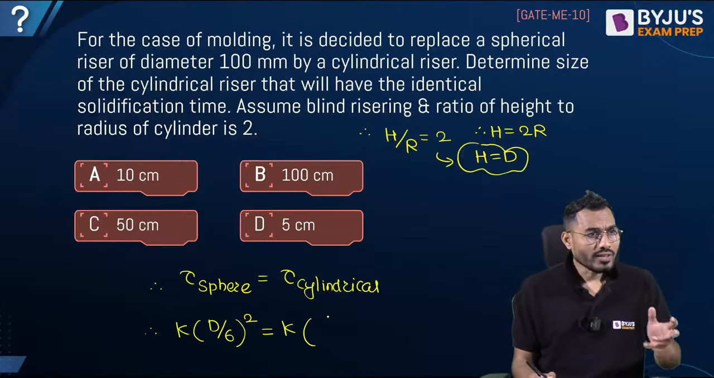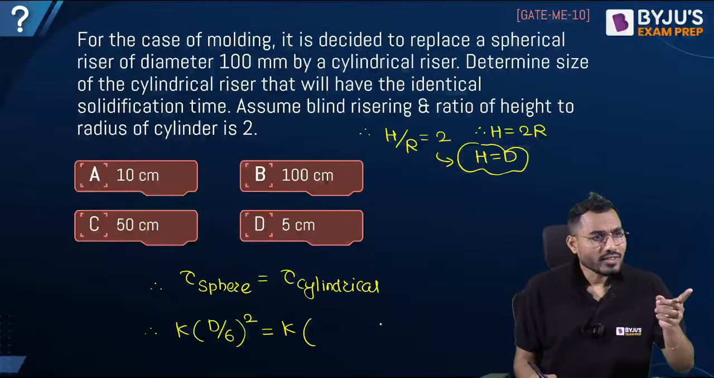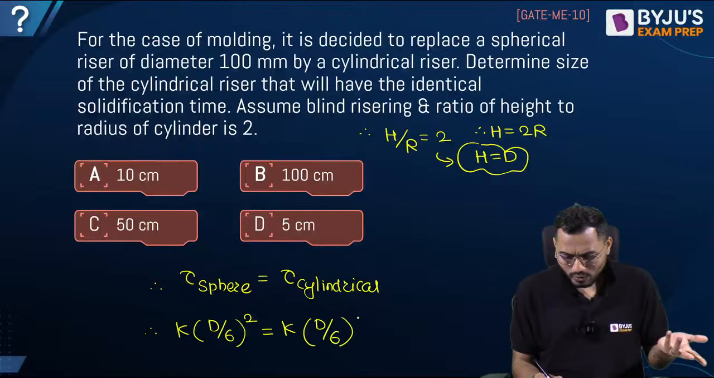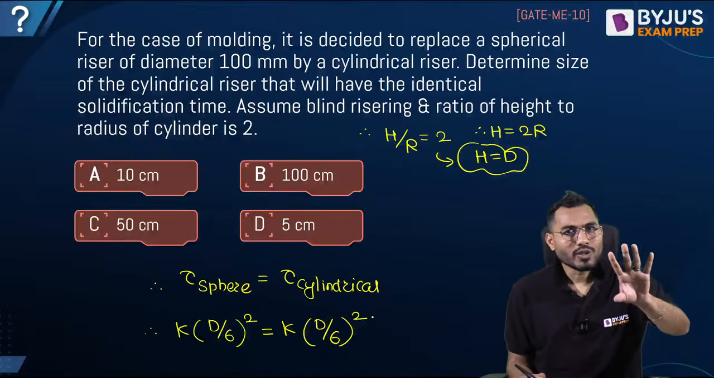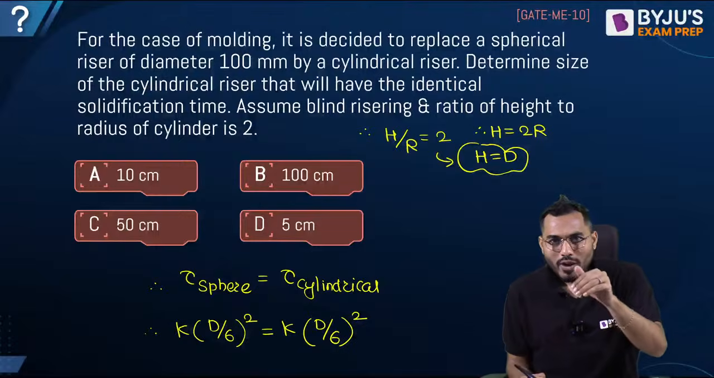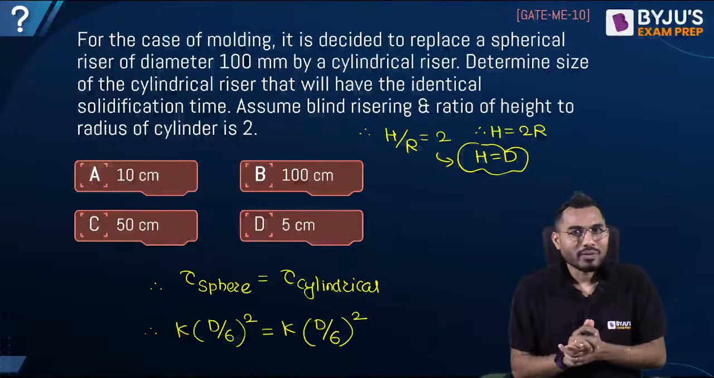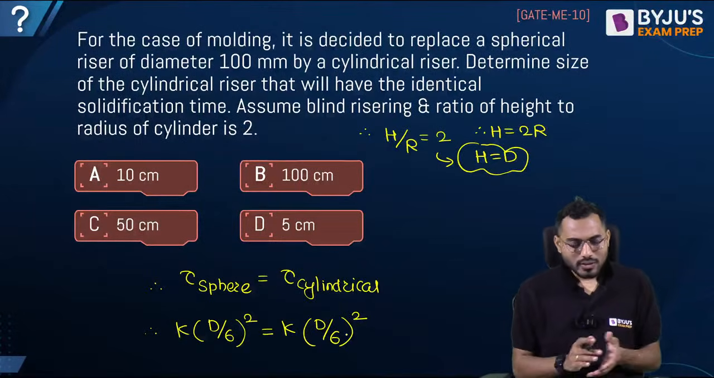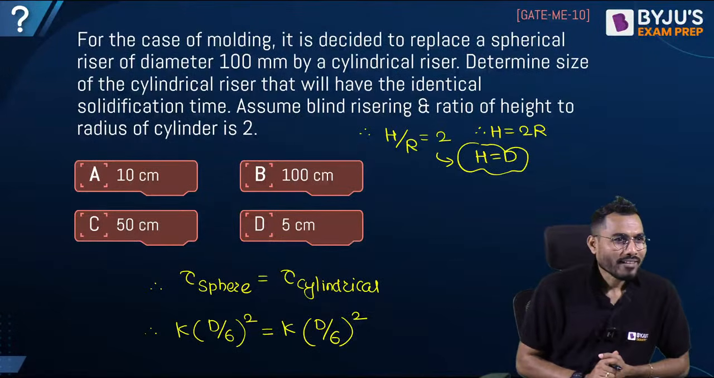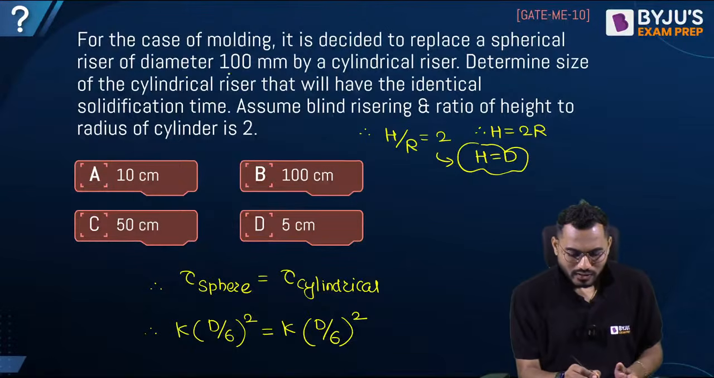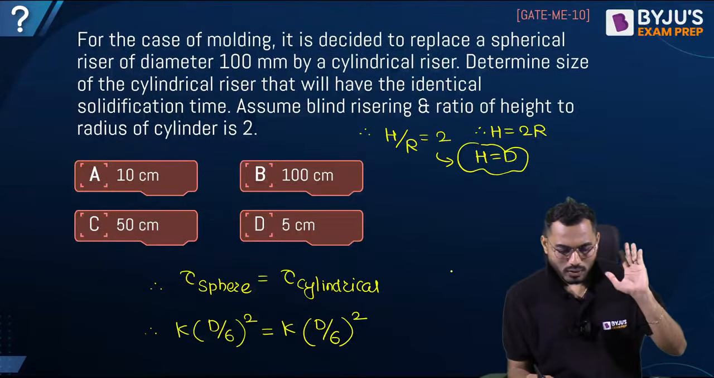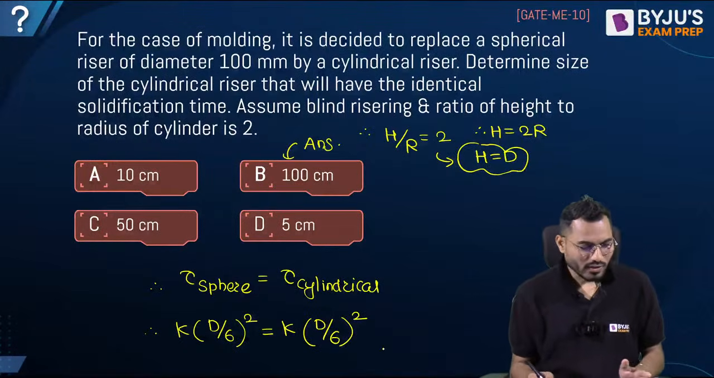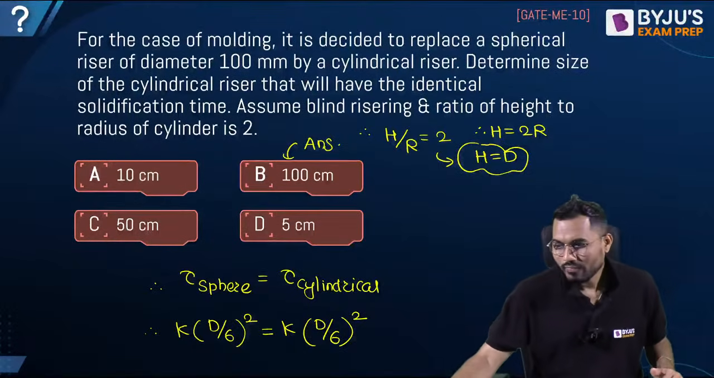What is the answer coming? H by D case here, absolutely correct. So it is coming again D by 6 whole square, because we know for the cylindrical riser, volume is pi by 4 into D square into H divided by surface area, top surface area and circumferential surface area, again it will reduce to D by 6. Now K will get cancelled. Can I say D is equal to D? Can I say that option B is correct? So if the diameter is 100 mm, then the cylindrical riser will be exactly equal to 100 mm. Is it okay? Very interesting question. Both are coming the same.